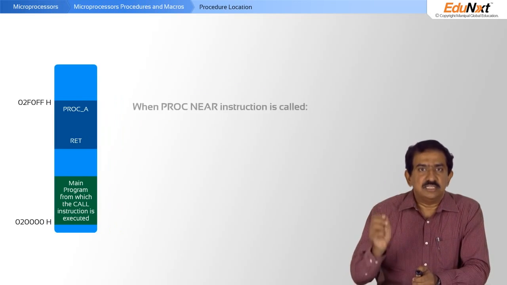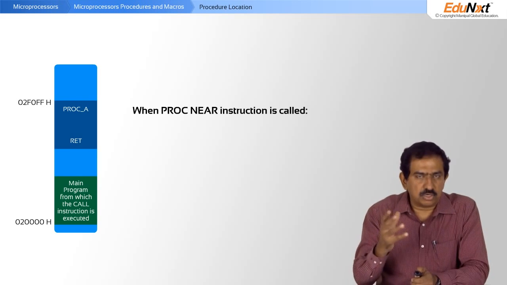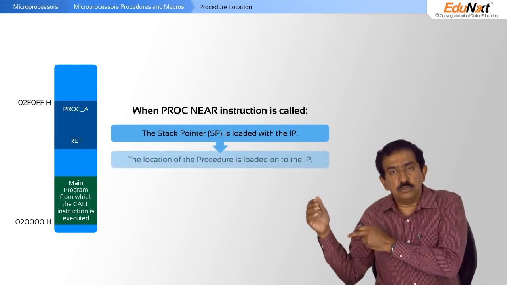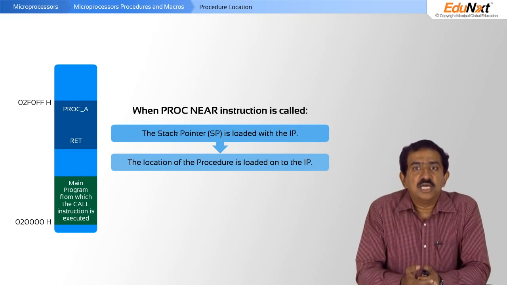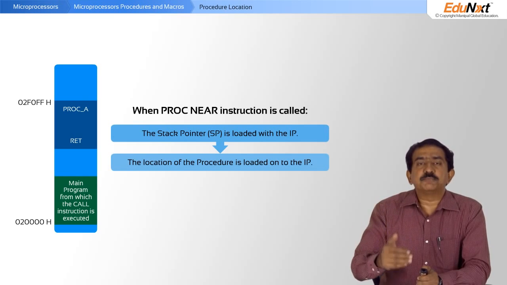What happens is that as soon as you get this procedure near call, so it's proc near, the stack is loaded with the instruction pointer, the location of the procedure is now loaded onto the instruction pointer, and life goes on. When it hits the return, it pops it back off the stack.